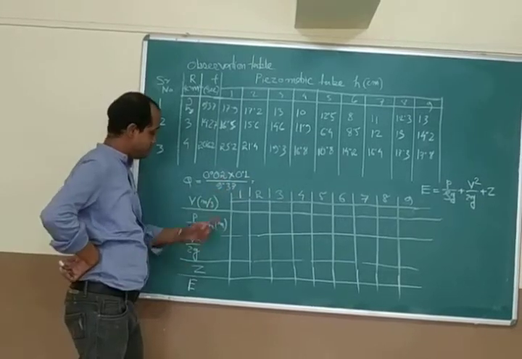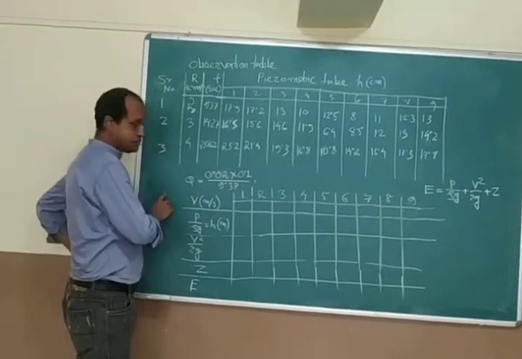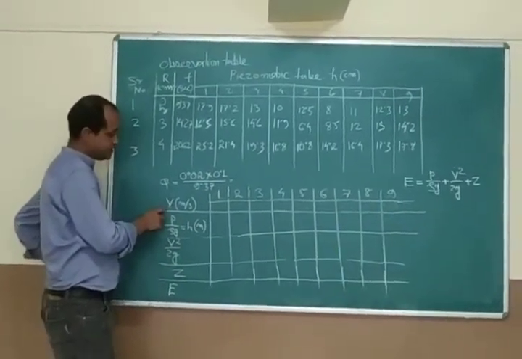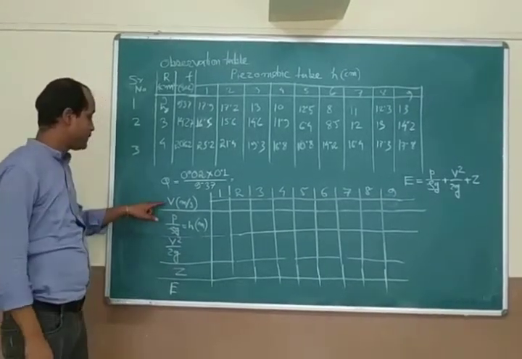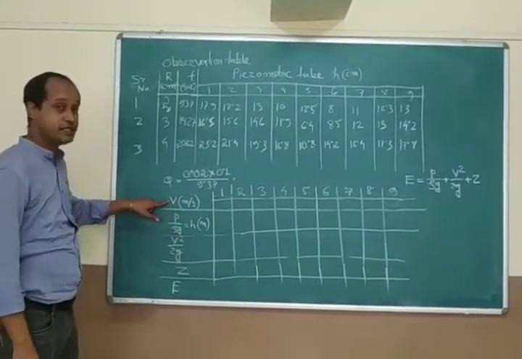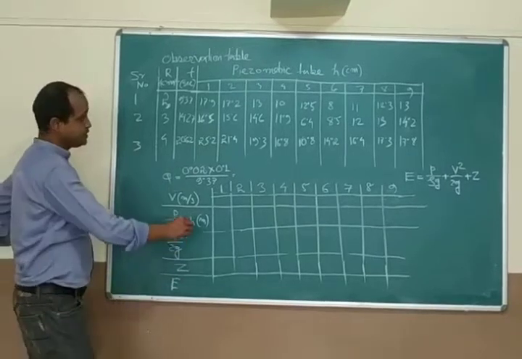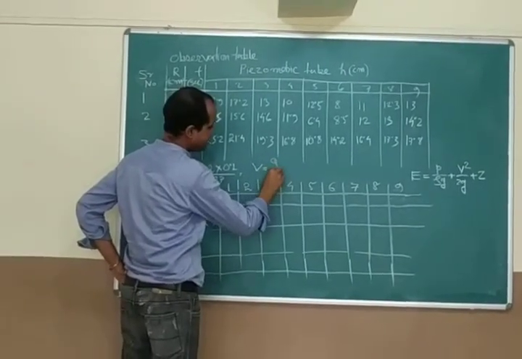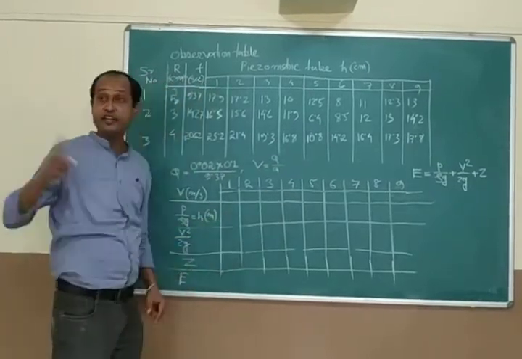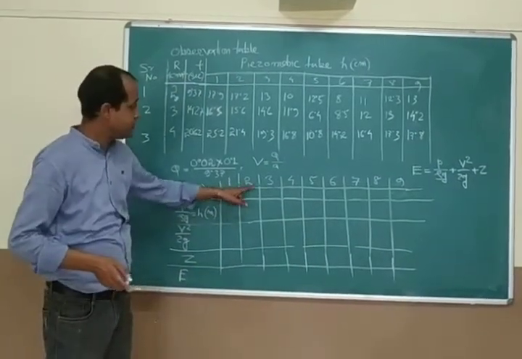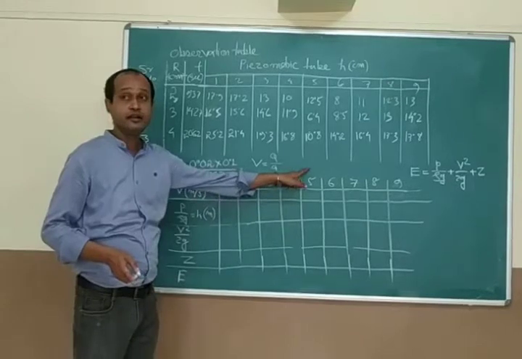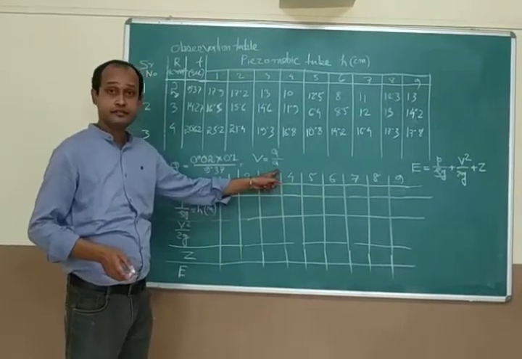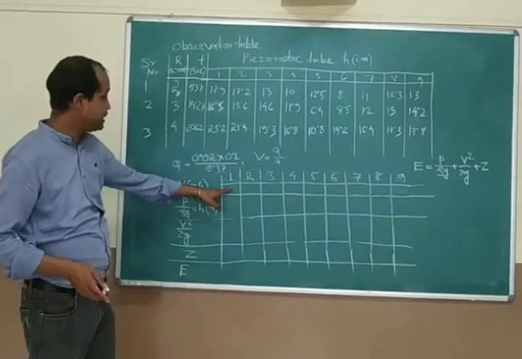After that, in the calculation table, you have to find out the velocity. How can you find out the velocity? Your velocity V is equal to Q by small a. Small a is already given. For each point, you will get a different area. So here you have to find out the velocity.